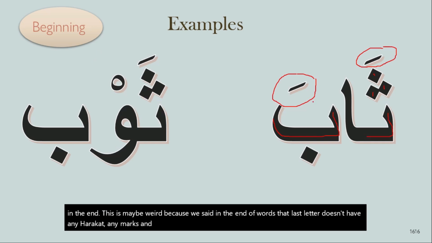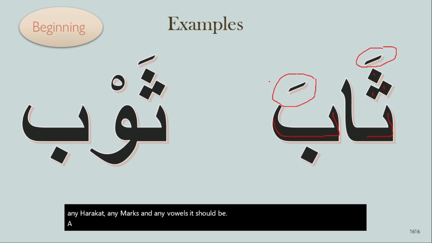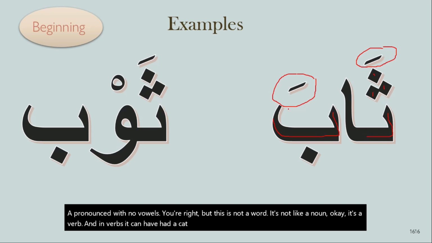It should be pronounced with no vowels. You're right, but this is not a noun, okay? It's a verb, and in verbs it can have harakat or marks in the end. All the examples we had before were nouns, but this one here is a verb.